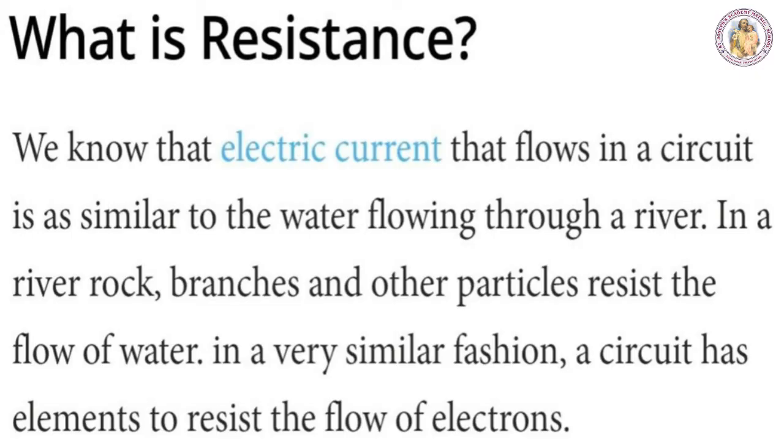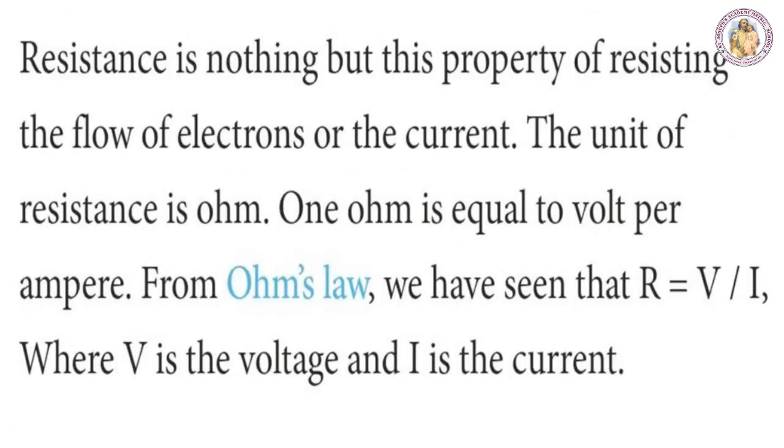Before that, we have to know what resistance is. We know that electric current flowing in a circuit is similar to water flowing through a river. In a river, rocks, branches, and other particles resist the flow of water in a very similar fashion. A circuit has elements to resist the flow of current. Resistance is nothing but this property of resisting the flow of electrons or current.